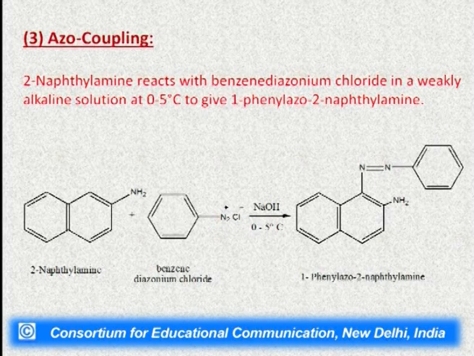Now comes the azo coupling. 2-naphthylamine reacts with benzene diazonium chloride in the presence of sodium hydroxide at 0 to 5 degrees centigrade. Here we will get 1-phenylazo-2-naphthylamine, since we have already said that this amino group is an ortho-para-directing group, and it will decide the position of the entering group. Here again the entering group will come at the C1 position, and we will get 1-phenylazo-2-naphthylamine.